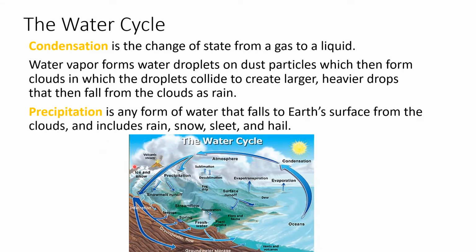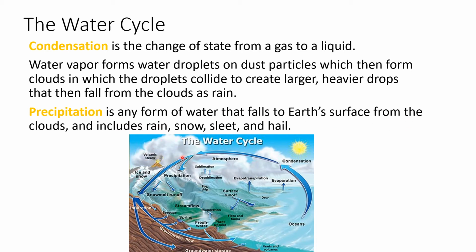All right, so when we're talking about the water cycle, it's very easy to say rain. Okay, rain. We all know rain. Rain's water falling from the sky. Great. But we want to make sure that we're using this term here, precipitation, when we're talking about the water cycle, because it is all of the different forms of water that falls to Earth's surface from clouds.